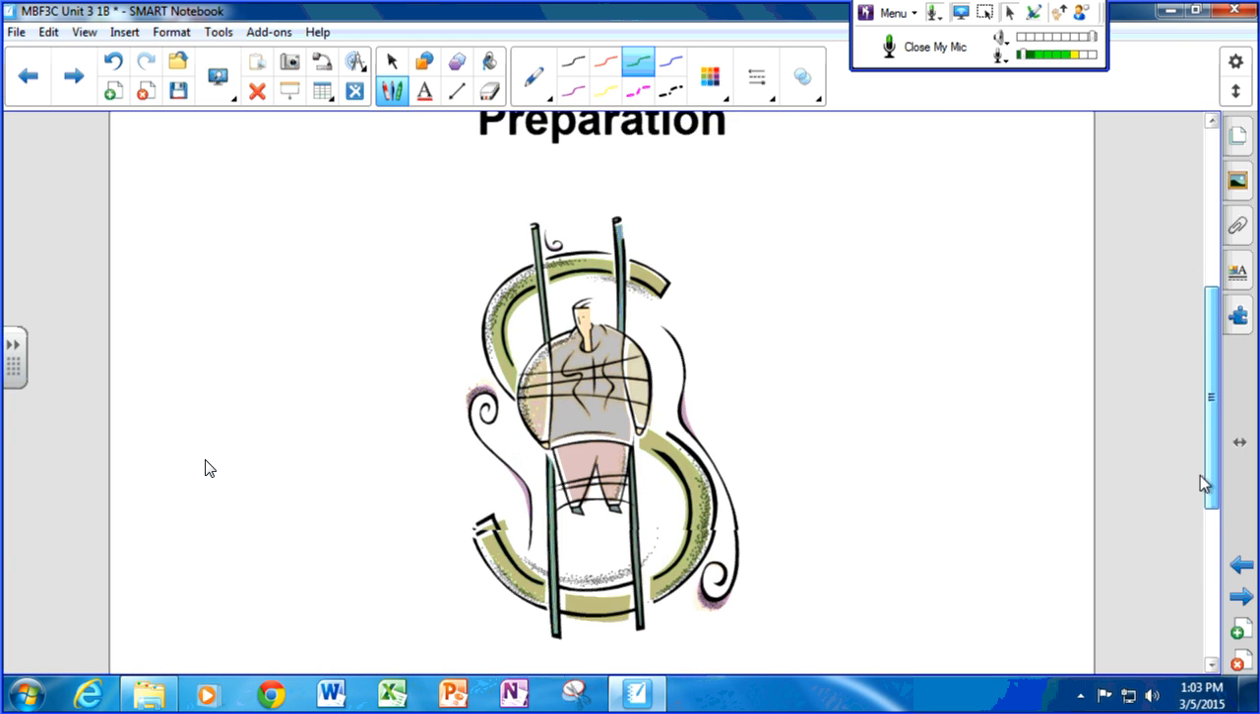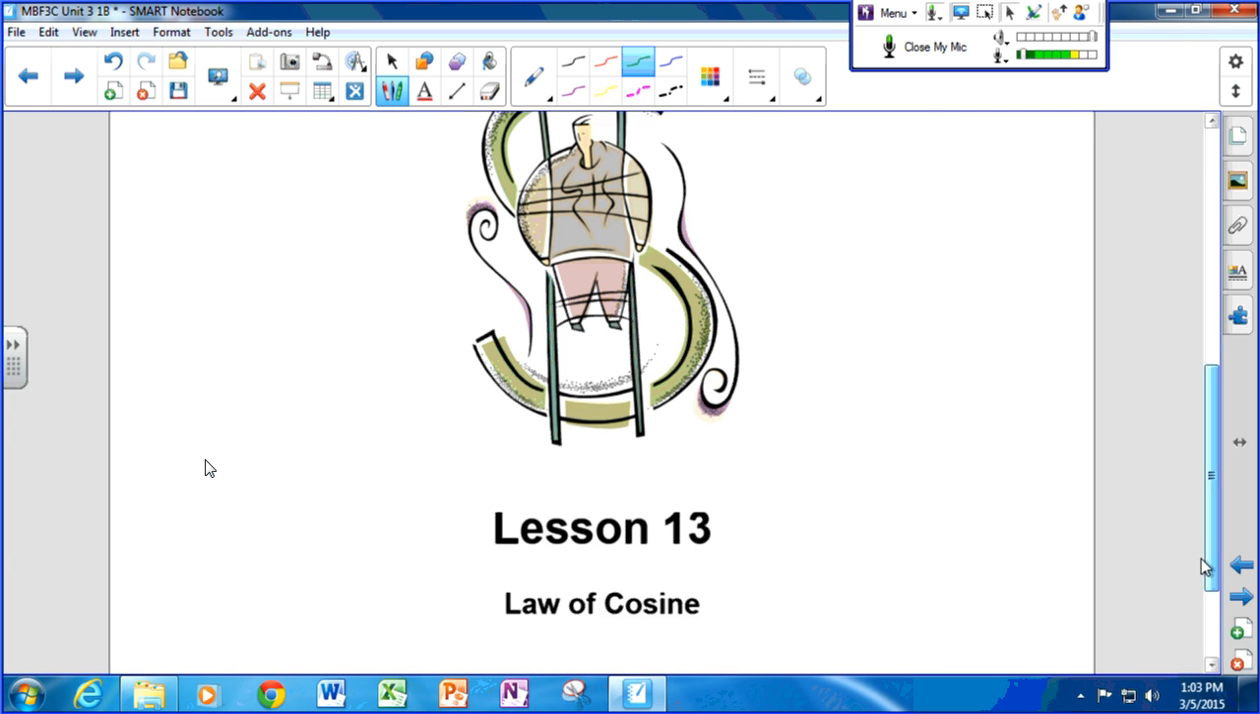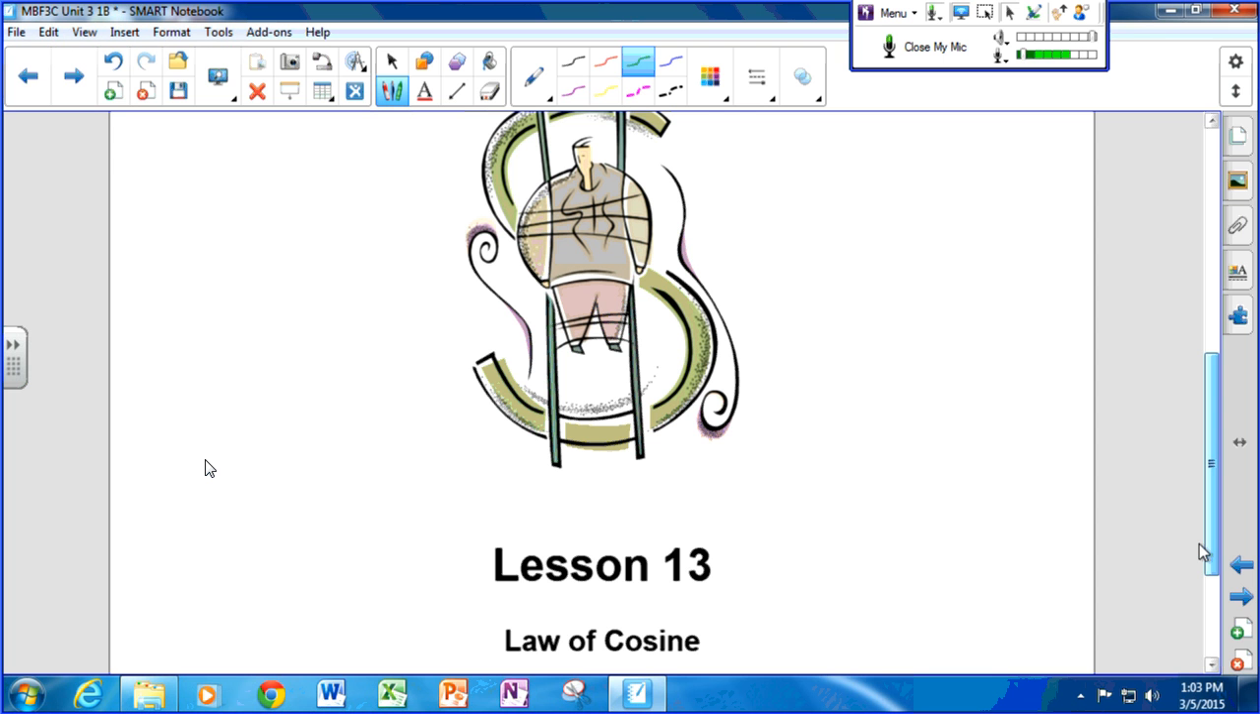So this is lesson 13, and it's the law of cosines, or the cosine law, which is the way I kind of say it. There are different ways of saying it. That's going to be in Unit 3, and it really starts on page 27.